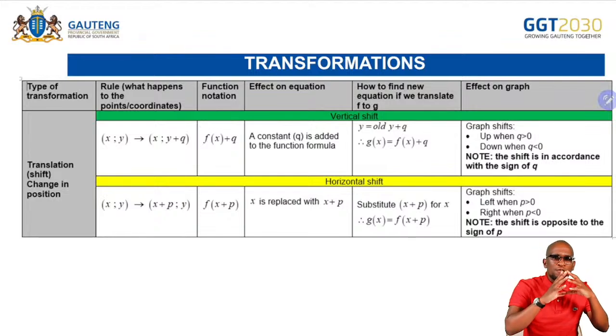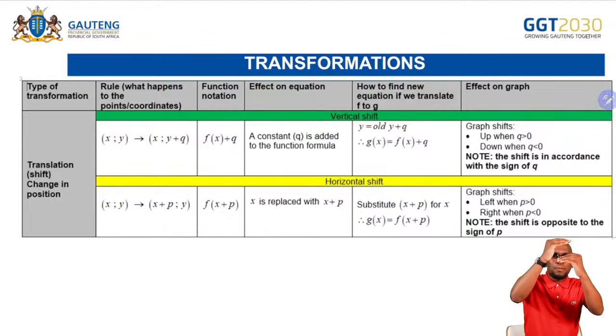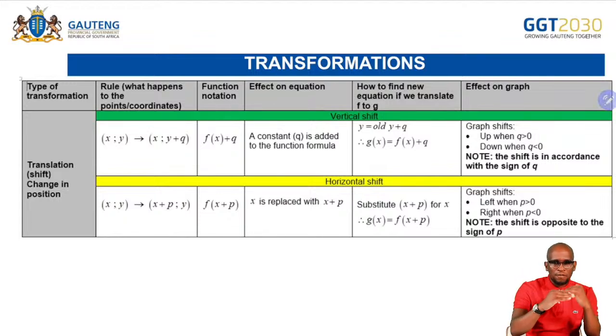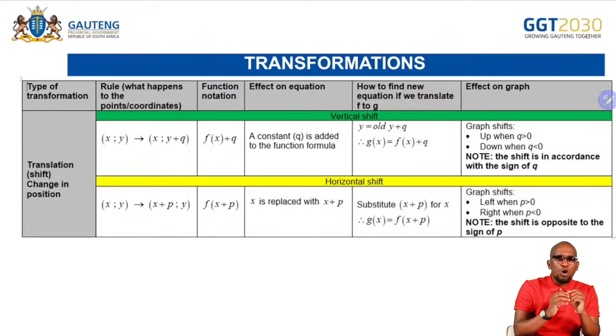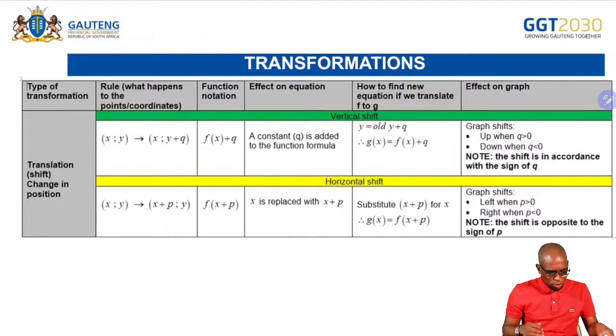You can also have what we call the translation. Translation, it's either you are moving the graph up, or you are moving the graph down, or you are moving the graph to the left, or you are moving the graph to the right. So those would be the transformations that we're going to be looking at.